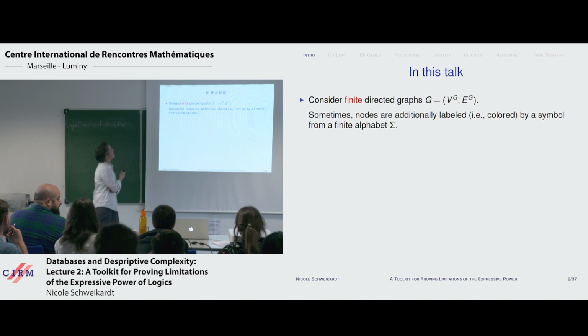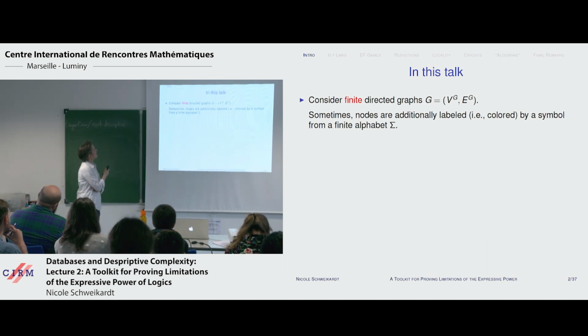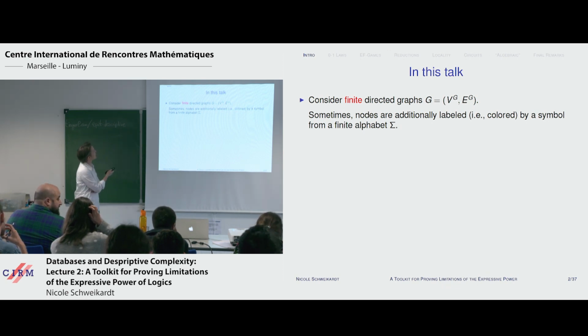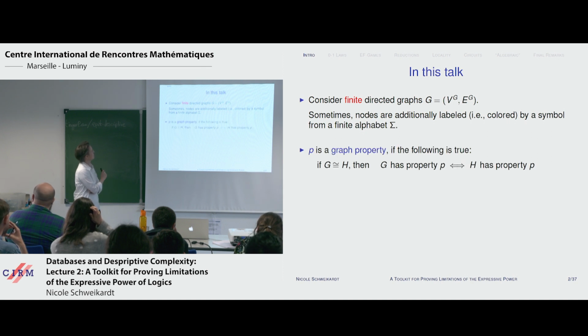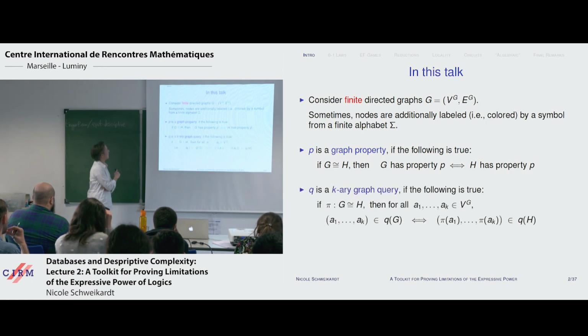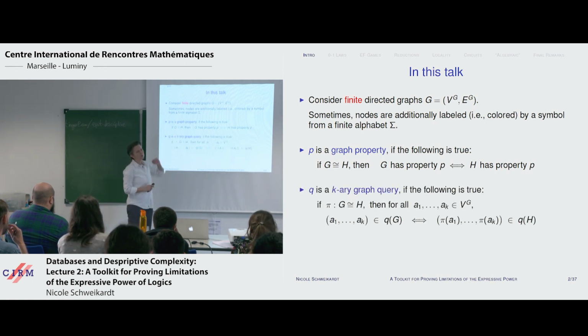Okay, so in this talk again, if in doubt, we talk about finite directed graphs. Notation is practically the same. Sometimes in the graphs, the nodes are also labeled. We already have seen what a graph property is. That was the starting point of the first part of the talk. Now, what is a k-ary graph query?